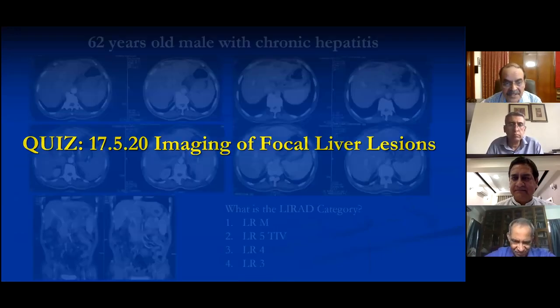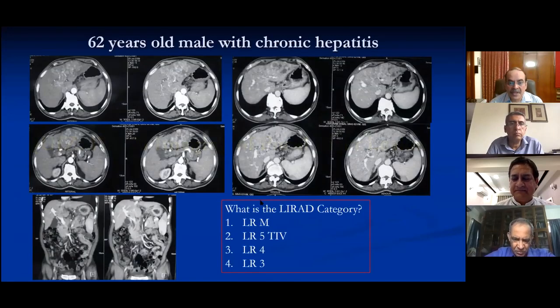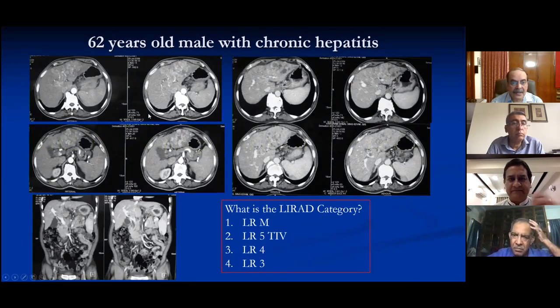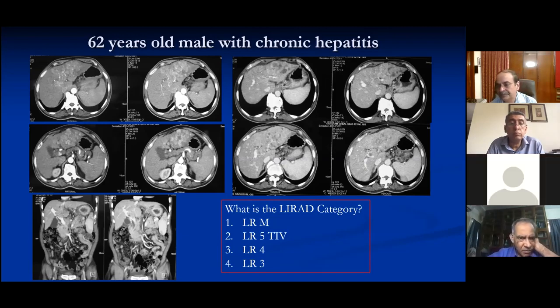So the first image is of this 62-year-old male patient who had chronic active hepatitis. And this was the CT that he underwent. These are the arterial phase images. The first panel is the arterial phase. The second panel is of the venous phase image. And the question you have to answer is, what is the LI-RADS category of this lesion?